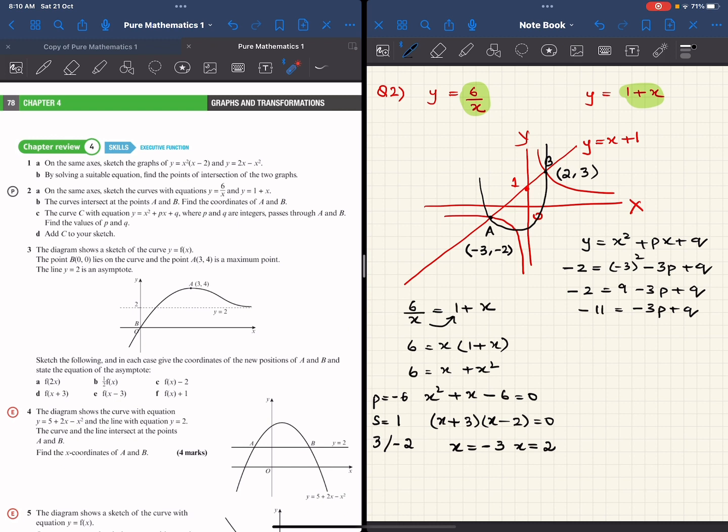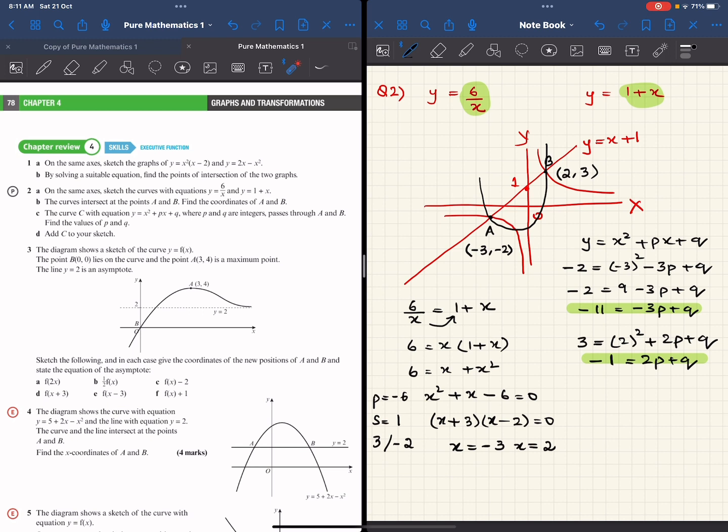Similarly, if we plug in the other point B in the same equation, for y we will plug in 3 and for x 2. So let's plug in for y 3. 3 is equal to 2 squared plus 2p plus q. So we have 2p plus q is equal to 3 minus 4, which is negative 1. So we have two equations in terms of p and q. We can solve them simultaneously.